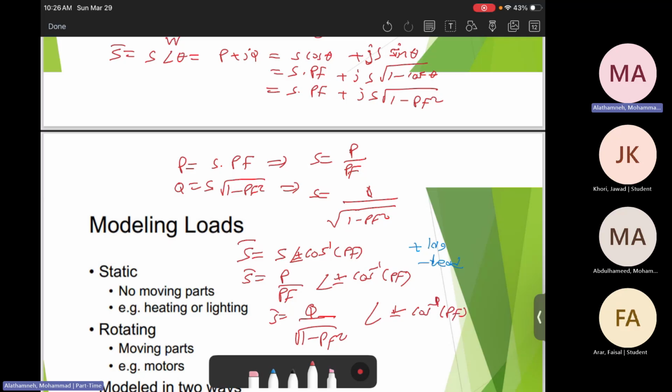Those are the three possibilities. How can we know if the given value is the apparent power? If it is given in volt-amperes, this is the apparent power. If it is given in watts, this is the real power. If it is given in var, this is the reactive power.